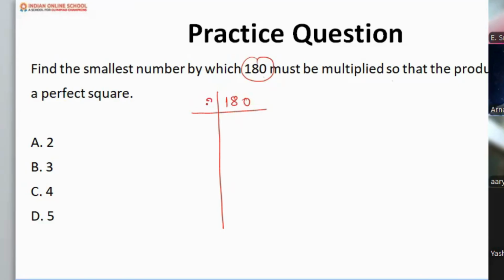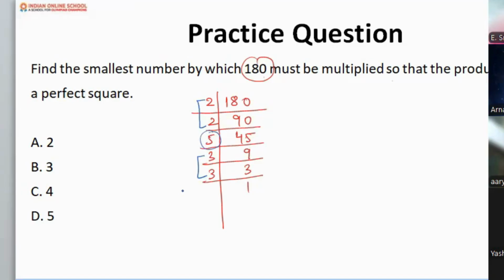2, 90. Then 2, 45. 5, 9. 3, 3, 1. Now since we are talking about the square, we need to take everything in pair only. This 2 is having a pair, this 3 is having a pair. But what about this 5? This 5 is not having a pair.